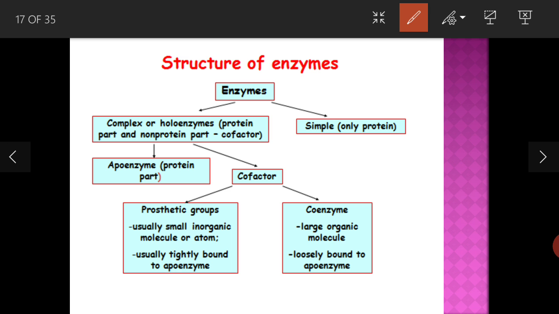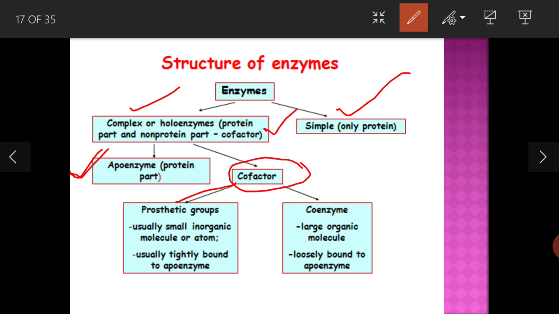So here we have the components of your enzymes. We all know all the enzymes are protein in nature except ribozyme. Like proteins, we have simple proteins and the complex or holoenzymes. Holoenzymes have one part which is a protein part and the other part is a non-protein part. The non-protein part is named as cofactor and the protein part is named as apoenzyme.